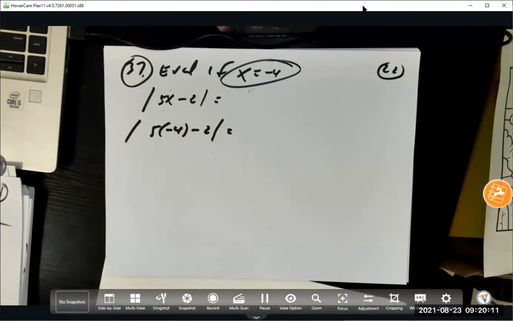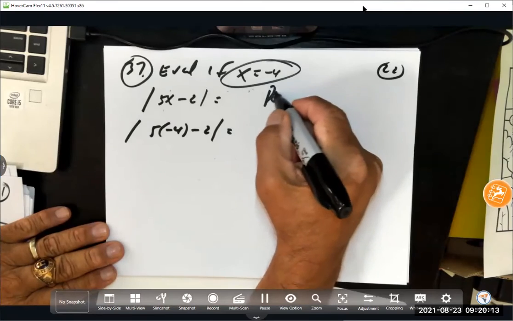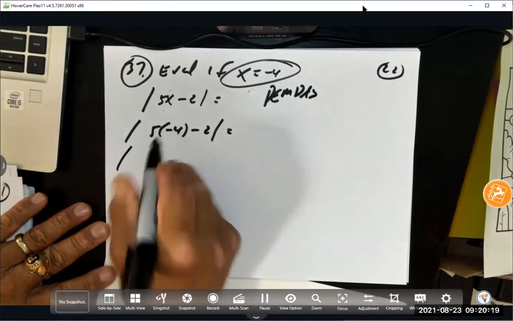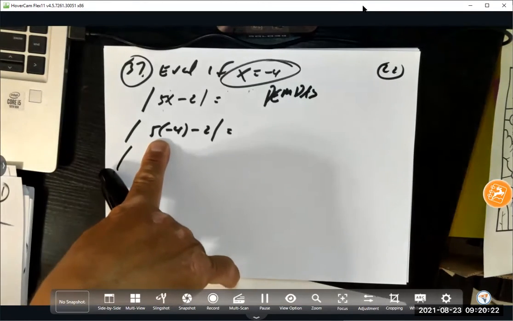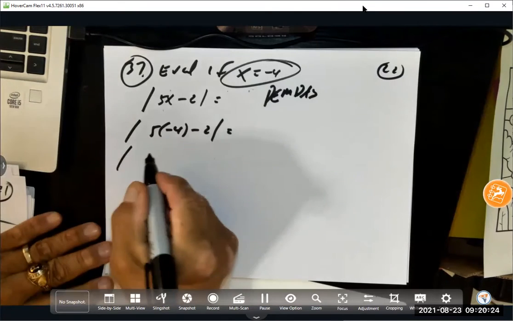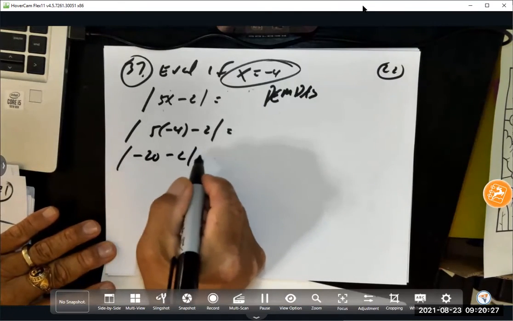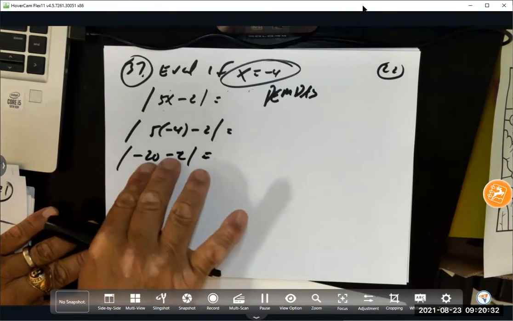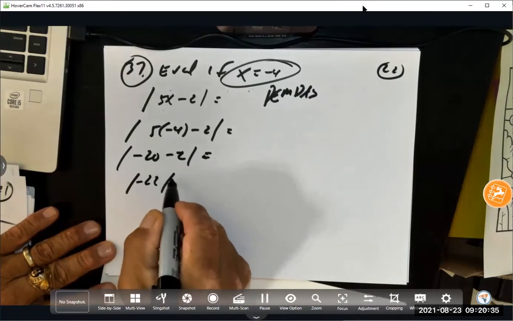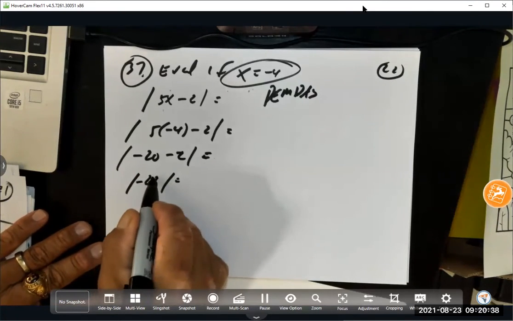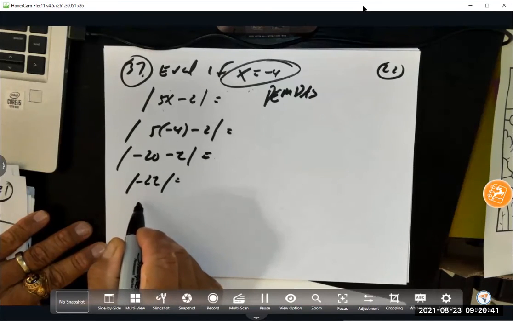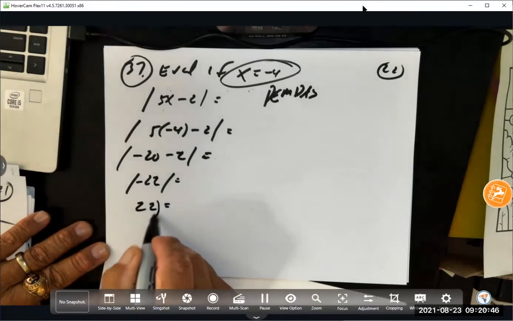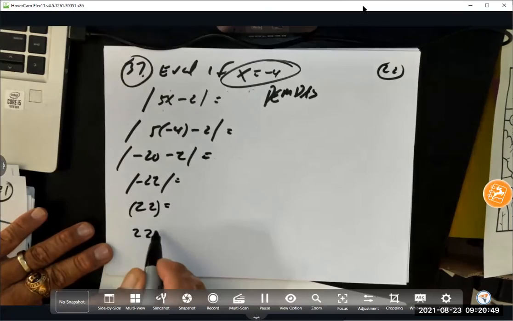Yes. And if you multiply, positive times negative is, give me a number. What is the number? -20. There you go. So -20 and -2. What's -20 and -2? -22. And the absolute value of -22 is what? You just change it. Right, so it's just 22.